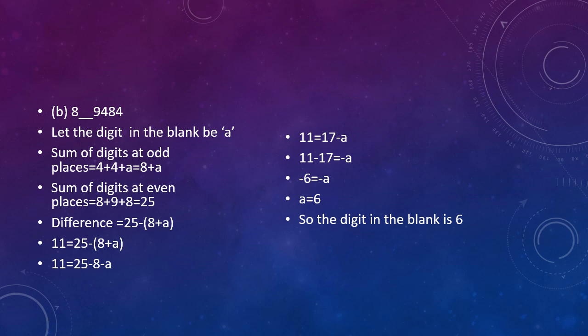11 minus 17 is equal to minus A. Minus 6 is equal to minus A. So A is equal to 6. So the digit in the blank is 6.